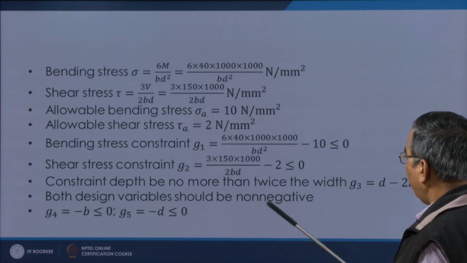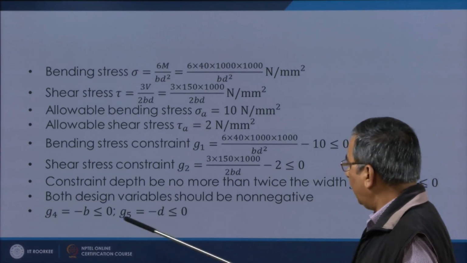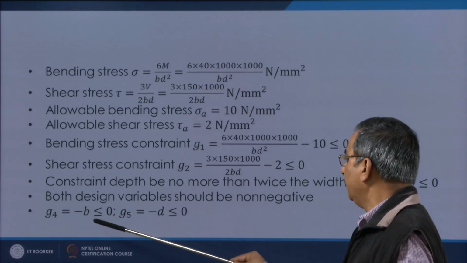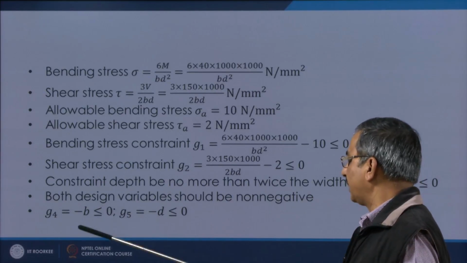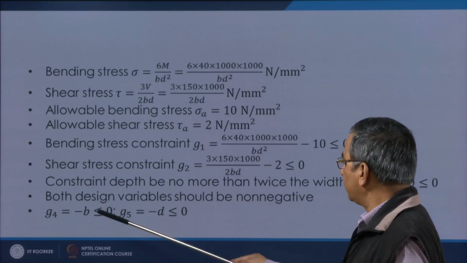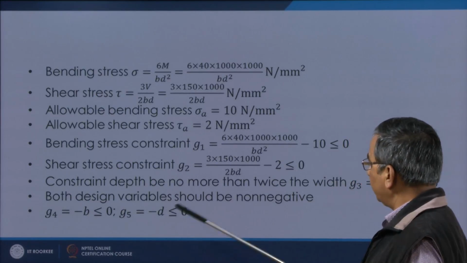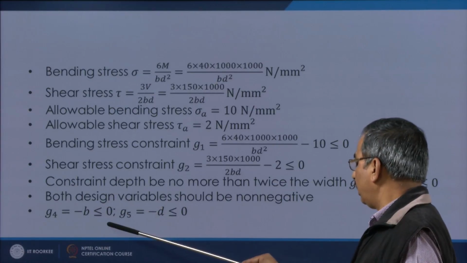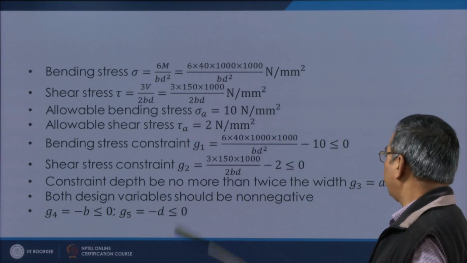Okay. And since both design variables should be non-negative, it means that we will have two more constraints, that is G4 and G5. So, minus B has to be less than or equal to 0, or you can say that B has to be more than 0 because it has to be non-negative. This is another way of writing it if we want to write all the constraints in the form of less than or equal to sign. So, minus B should be less than or equal to 0. Similarly, minus D should be less than or equal to 0.